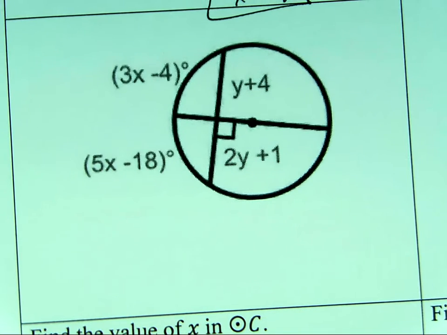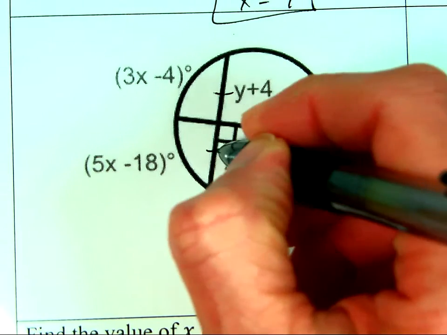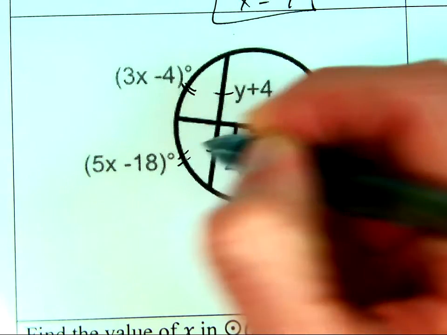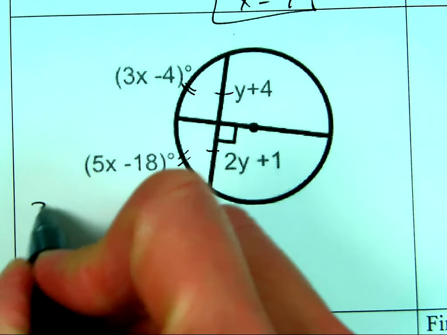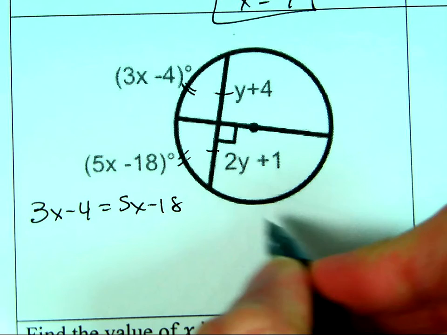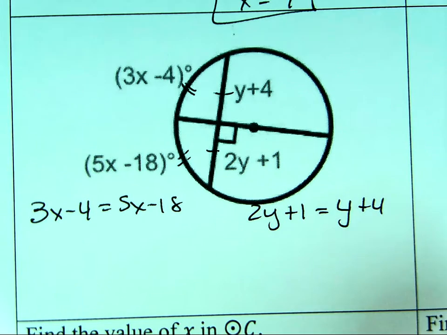So on this one, we notice again a diameter that's perpendicular to a chord. It makes these two congruent because it bisects the chord. It also bisects the arc. So those two are going to be congruent as well. So we just have to set up two equations: 3x minus 4 equals 5x minus 18 to find x, and 2y plus 1 equals y plus 4 to find y.